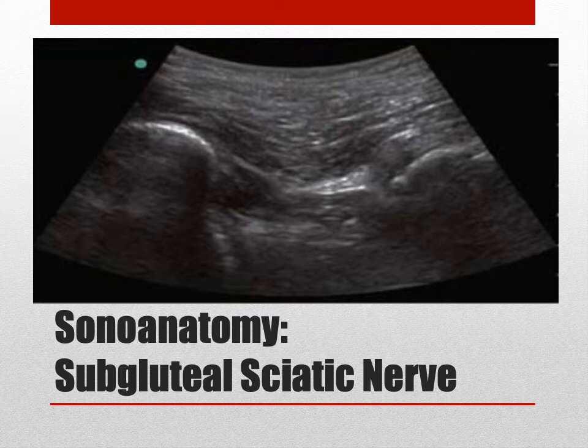This is the same image as the previous slide, but without the labels. Notice that the sciatic nerve is triangular in shape at this level. As the sciatic nerve travels distally down the thigh, it becomes more oval in shape.